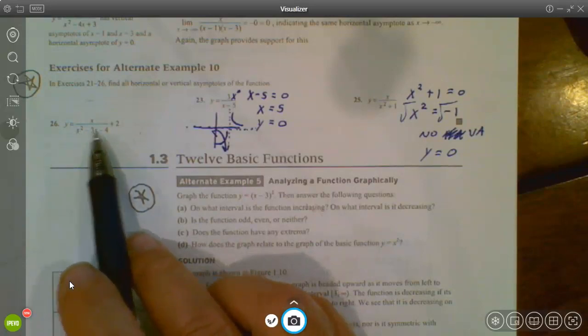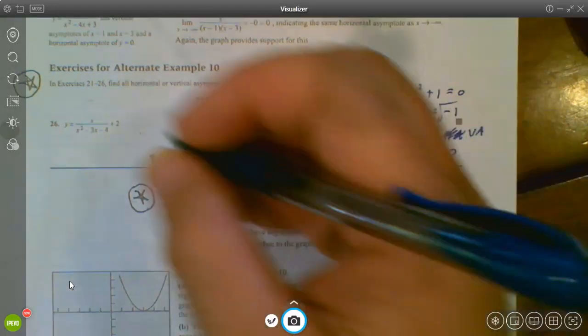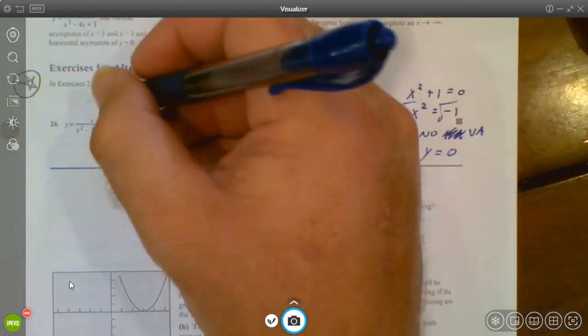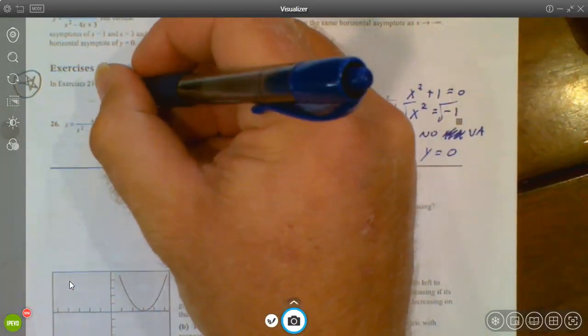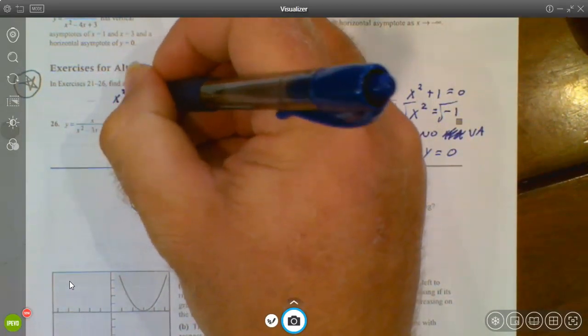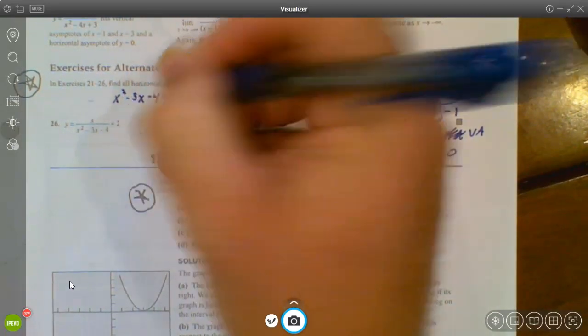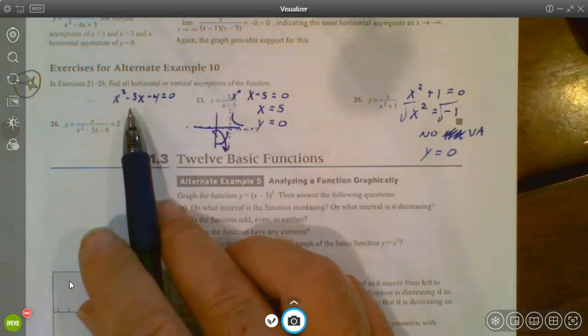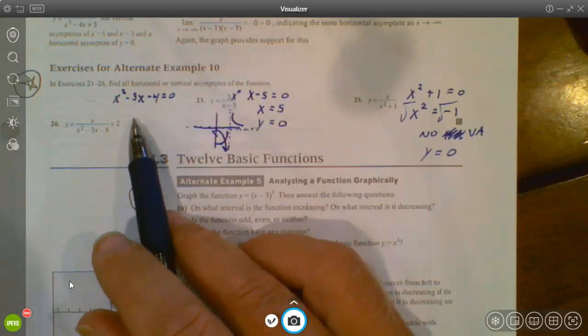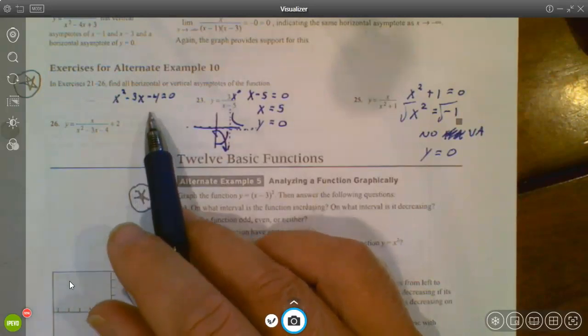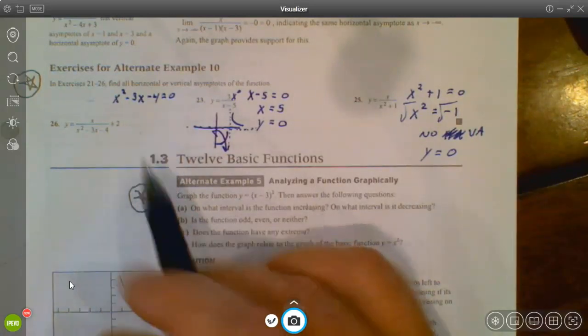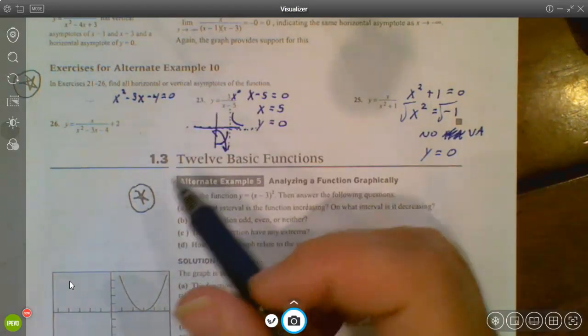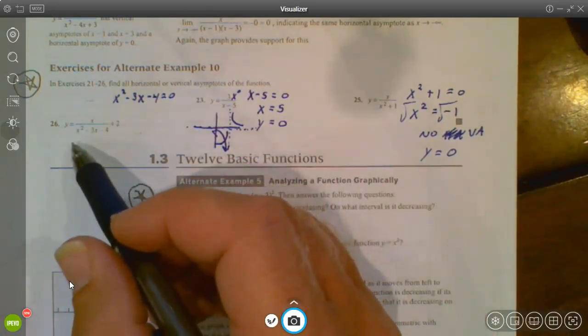All right, so if you look at this guy here, again, as far as my vertical asymptotes are concerned, I'm going to set x squared minus 3x minus 4 equals 0 and solve it. Just a basic quadratic, you can solve that guy by factoring, but if you solve it, you're going to see that your vertical asymptotes on that one are going to be x equals -1 and x equals 4. As far as the horizontal asymptote, again, it's going to be at y equals 0.